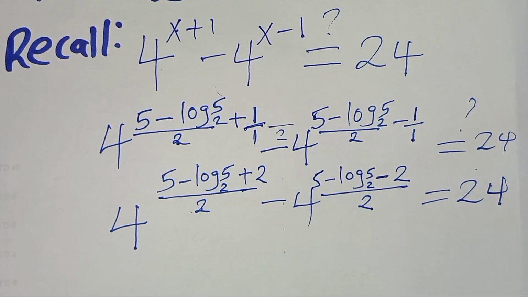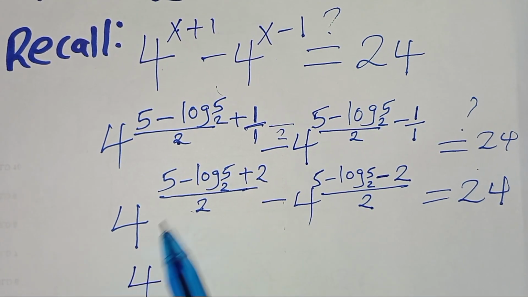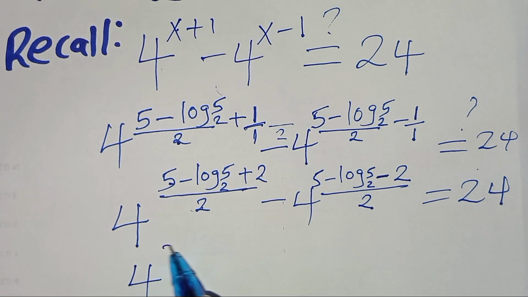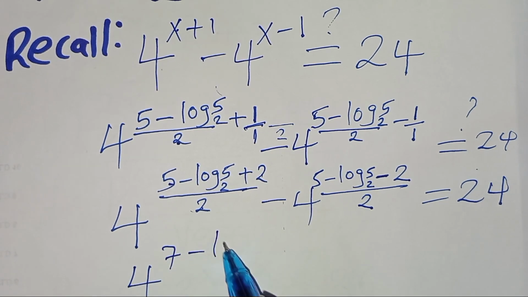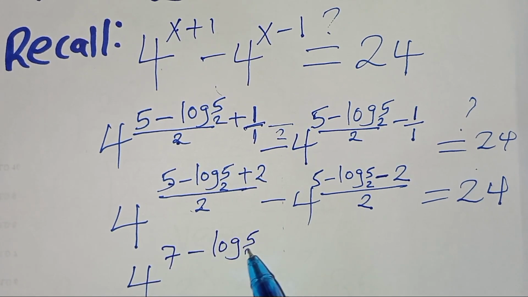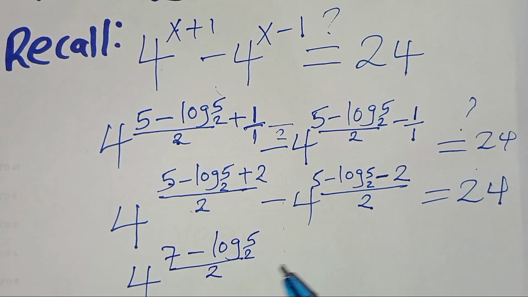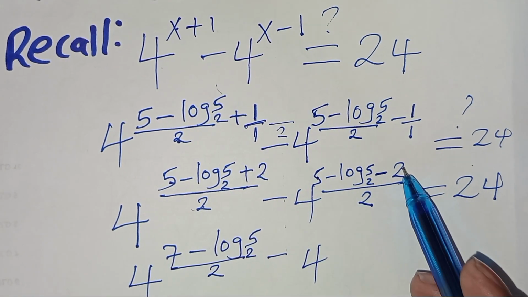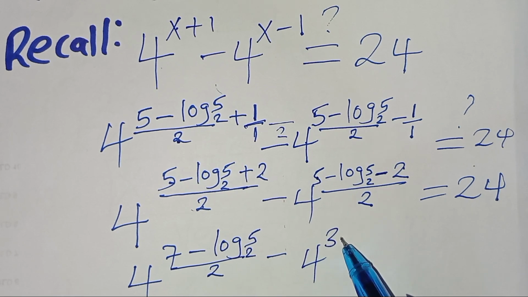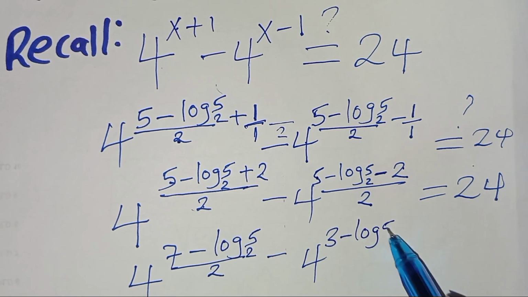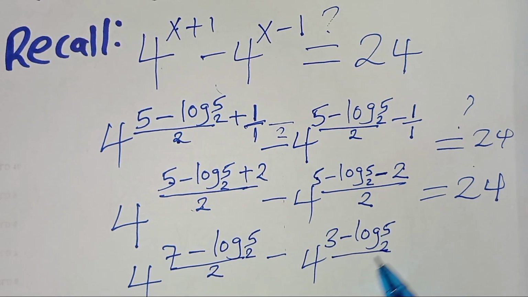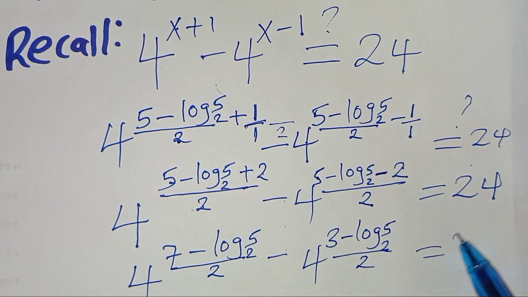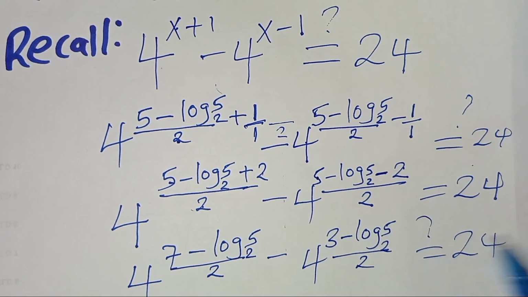So from here, we'll have 4 to the power of 5 plus 2, this is 7, subtract log 5 to base 2, divided by 2. Subtract 4 to the power of 5 subtract 2, and this is 3. Okay. Subtract log 5 to base 2. Okay. All this divided by 2. This should give us a value of 24.